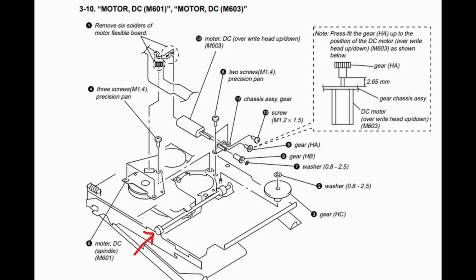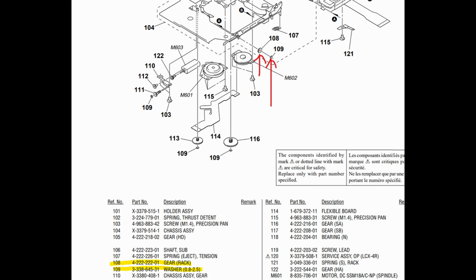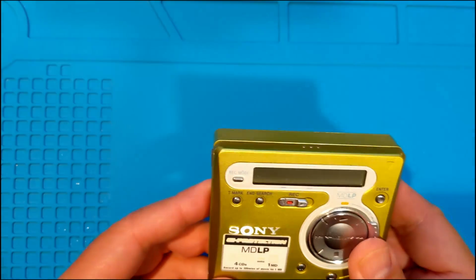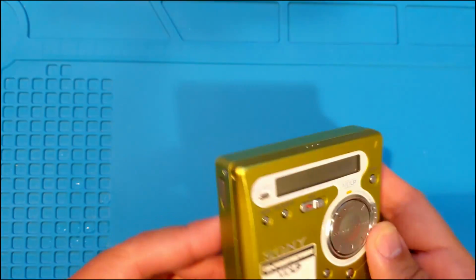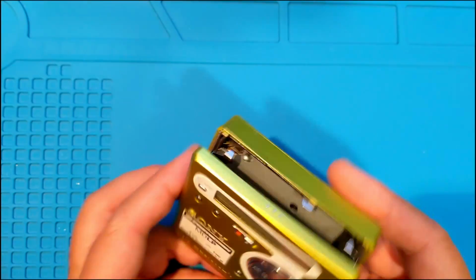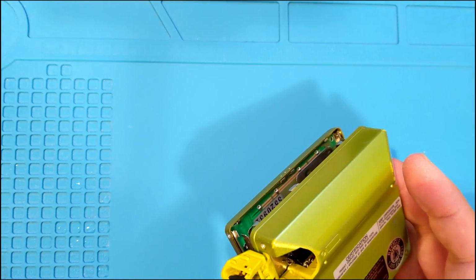In this video, we'll fix a tricky issue. This wasn't recording, but it wasn't because of a broken write head. It turns out there's a tiny metal gear that locks and unlocks the write head's ability to lower so you can record. It was missing on this model, so I got it from another broken MZ-R700.